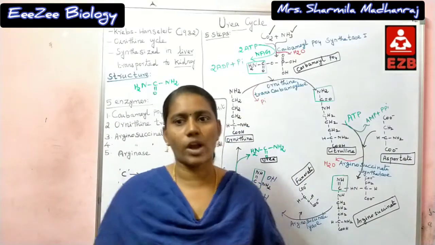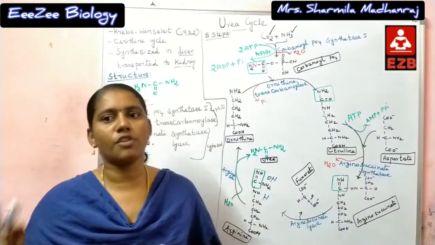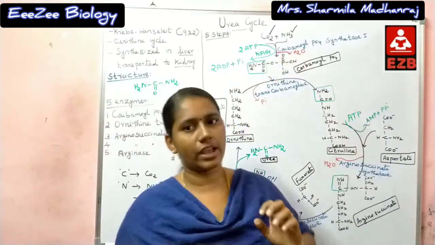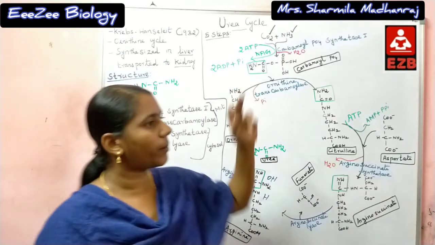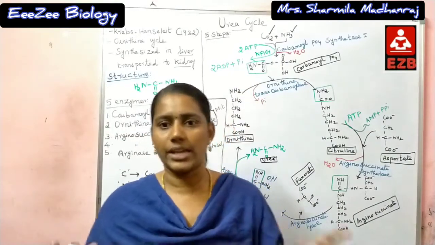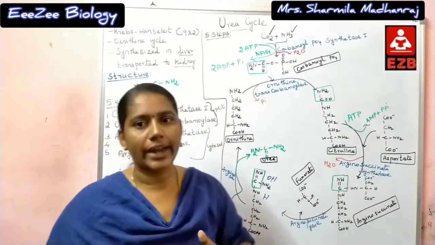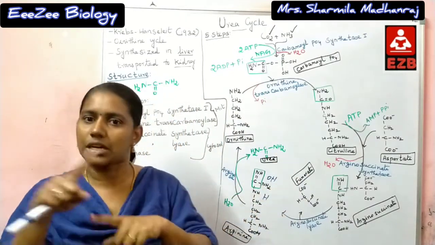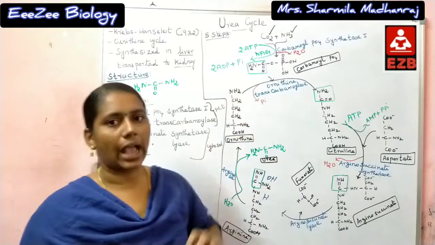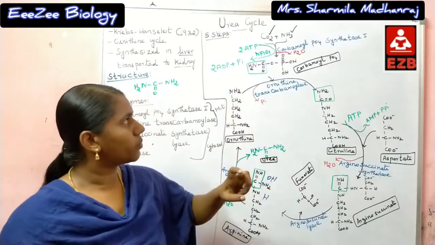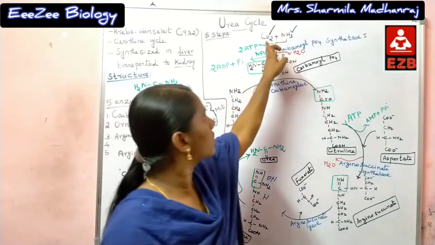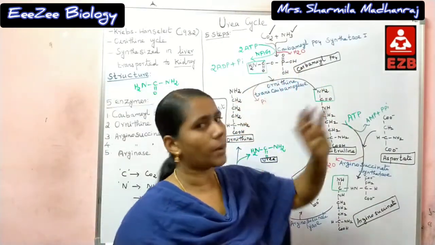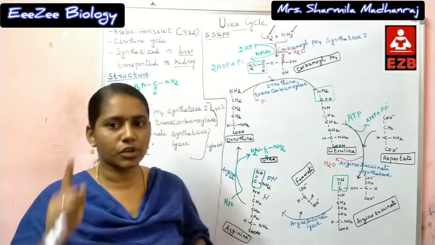Step 1, formation of carbamyl phosphate. Here, condensation of ammonia and carbon dioxide takes place with the help of the carbamyl phosphate synthetase 1 enzyme. Here, 2 ATP molecules are consumed. The 2 ATP molecules are converted to 2 ADP and phosphate, and 1 phosphate molecule is joined to carbon dioxide and ammonia, so we form the product carbamyl phosphate. This is your first step.